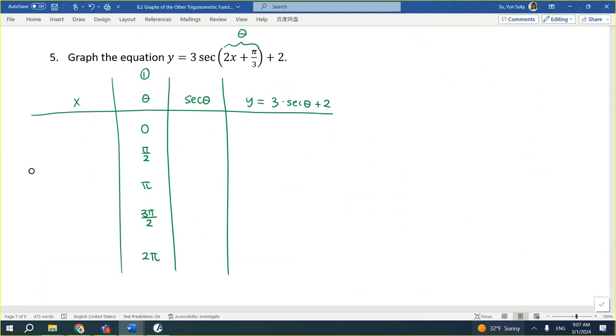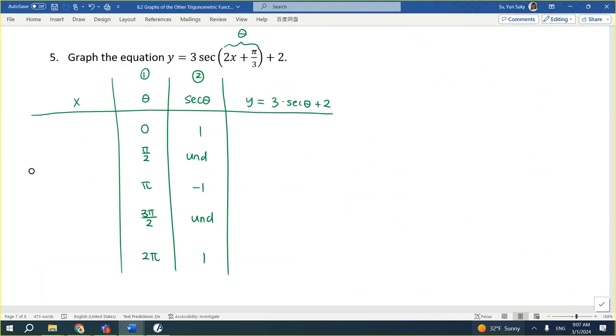And then you fill in the secant theta column. What are they? Yeah, 1, undefined, -1, undefined, and 1. Yes, so make sure you follow the order. The common mistake is putting these values under the x. No, these values are only the theta, not the x.